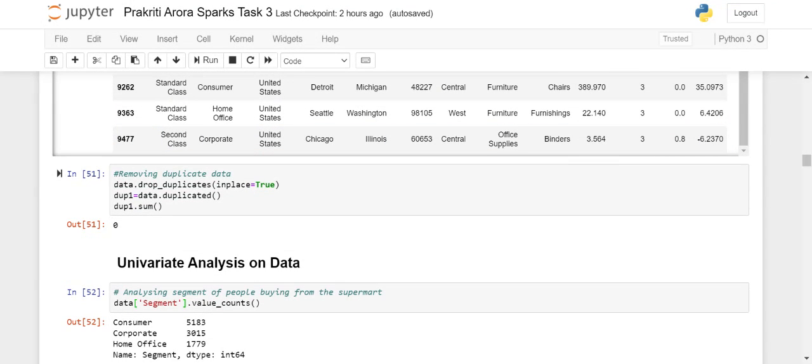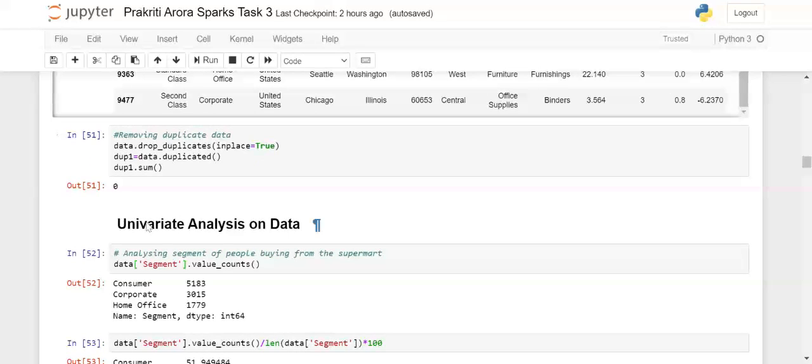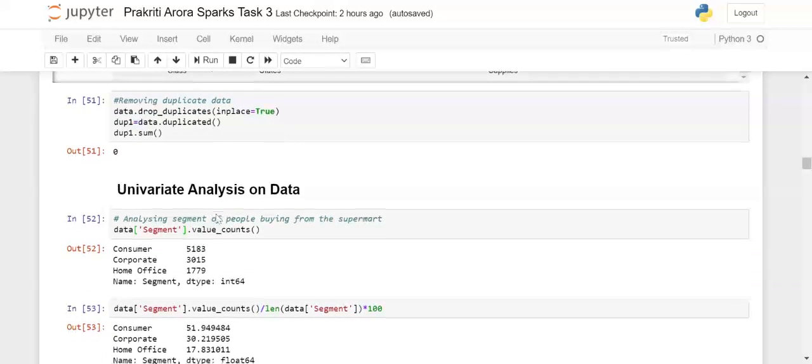Now we'll remove the duplicate data using drop duplicates, and we'll again check for duplicates. If any, they are zero. Now we'll perform univariate analysis on the data.